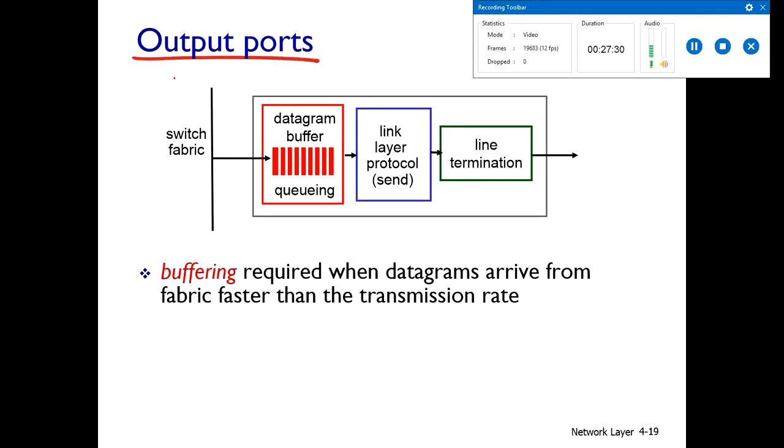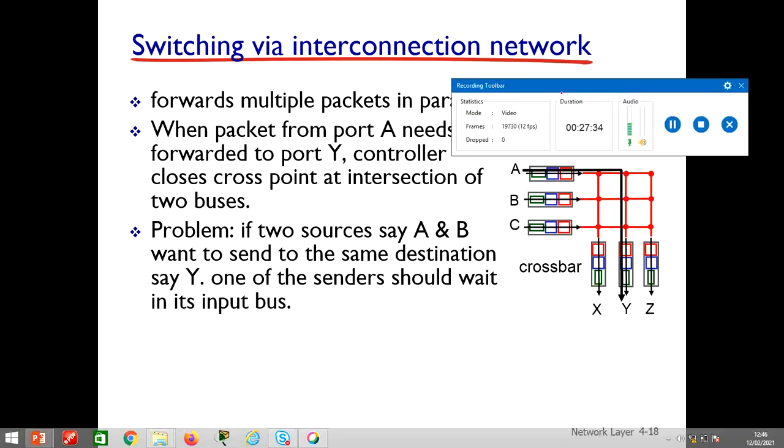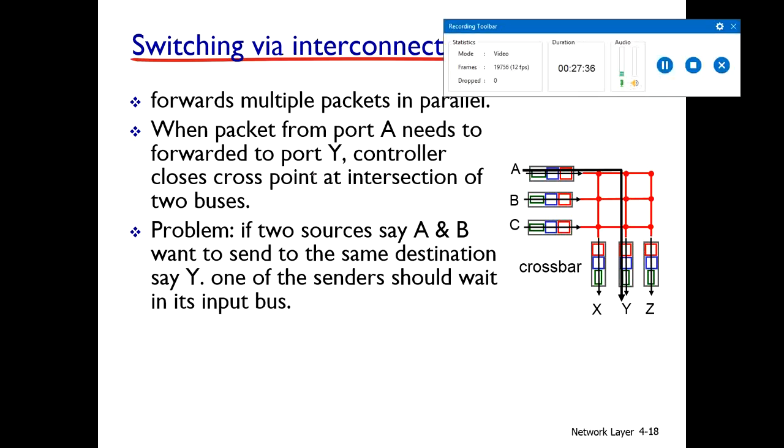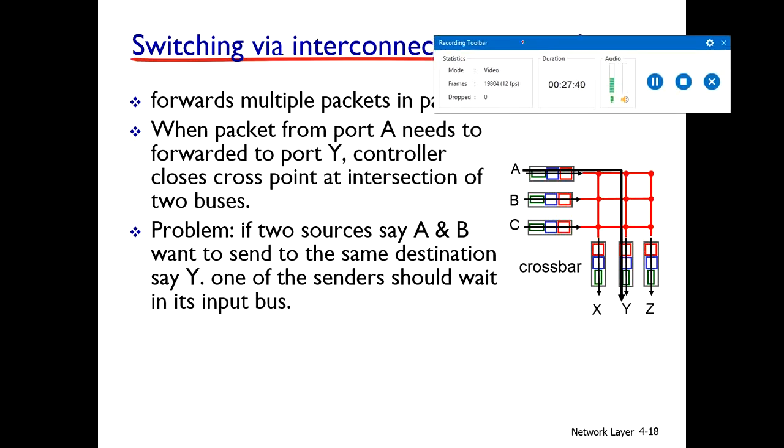The last technique is switching via crossbars. We also call it switching via interconnection network. This is actually a way to overcome the bandwidth limitation of a single shared bus. The basic idea is to use a more sophisticated and advanced interconnection network, similar to those that have been used in the past to interconnect the processors in a multiprocessor system.